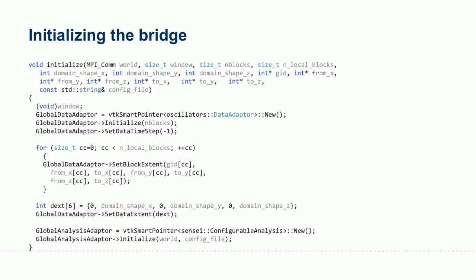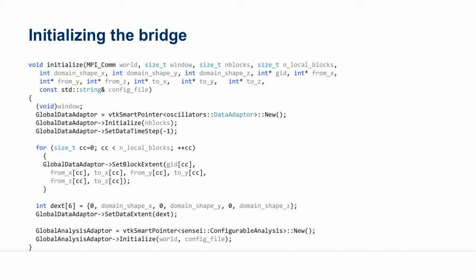So we're going to create our data adapter. This is our data adapter class, which we just went through. We'll create an instance of that. We'll store it. This global data adapter is a global variable, so we've used global to denote that. We're going to tell it how many blocks, set the initial time step.